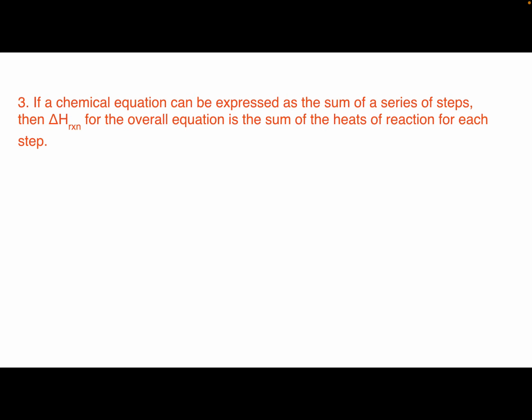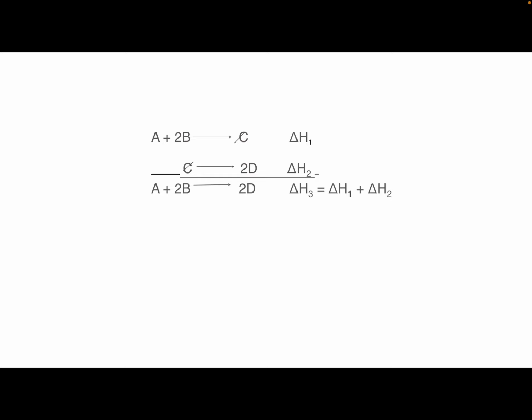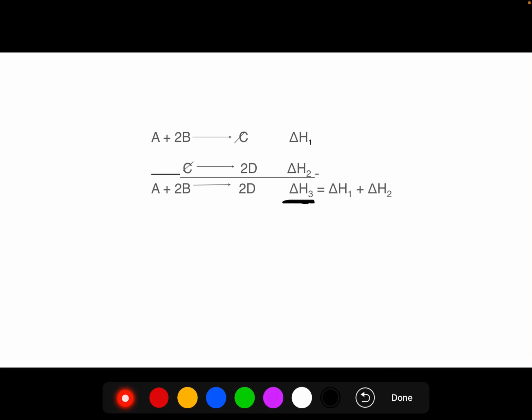The last one: if a chemical equation can be expressed as the sum of a series of steps, then the delta H of the reaction for the overall equation is the sum of the heats of reaction for each step. In other words, if you can add up two reactions to equal a new reaction, and that new reaction is the one you want to find the delta H for, all you have to do is add up the enthalpy values for those two reactions.